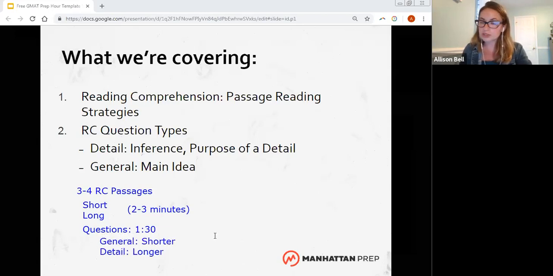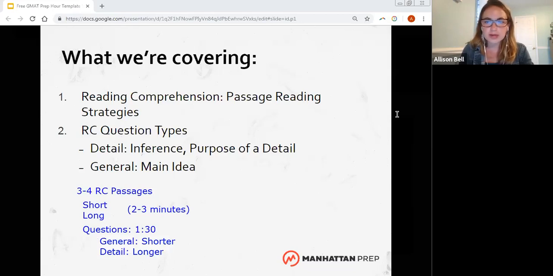So this is an average. You might spend a little bit more than 1 minute and 30 on an inference question, which is a detail question. You might spend maybe 1 minute on a general question, which is a main idea question, where hopefully you have that idea in your head already.